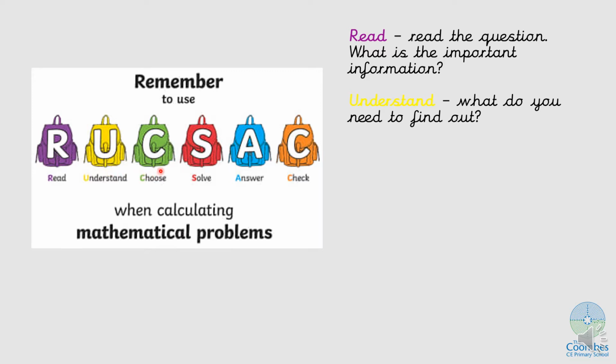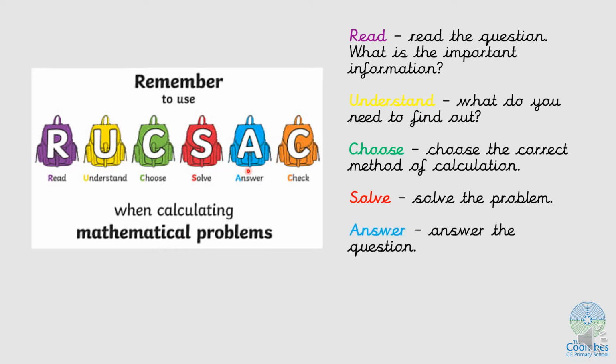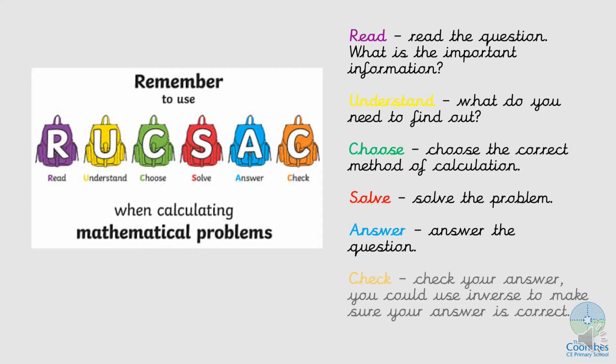So the next one, C stands for choose. Choose the correct method of calculation. Then we have S, solve. Solve the problem. Work it out. Then the next one is A. A stands for answer. Answer the question. And the last C stands for check. Check your answer, and this is where you could use the inverse to make sure your answer is correct. So we're going to use this to help us solve our word problems today.